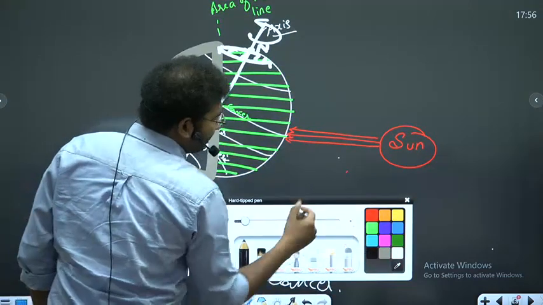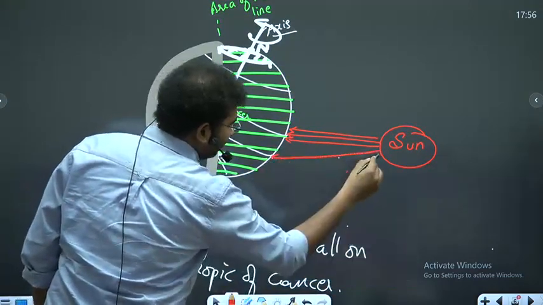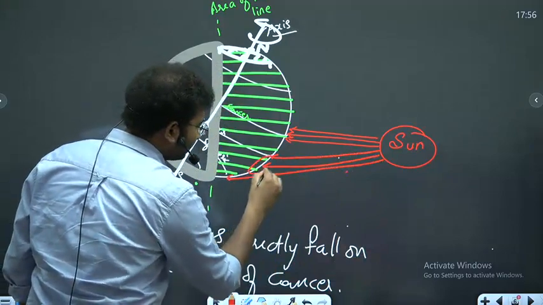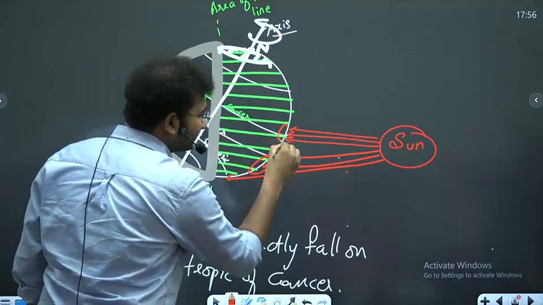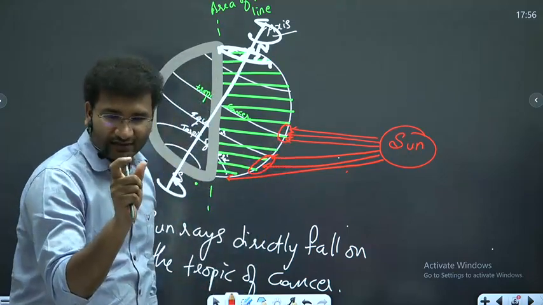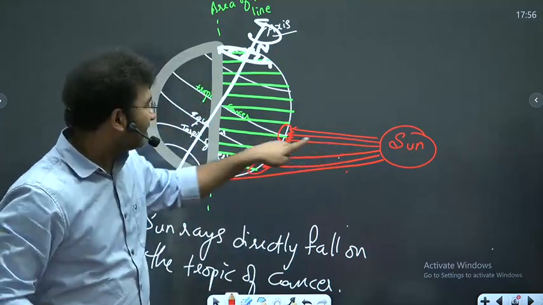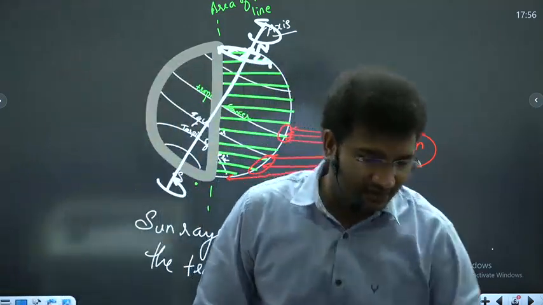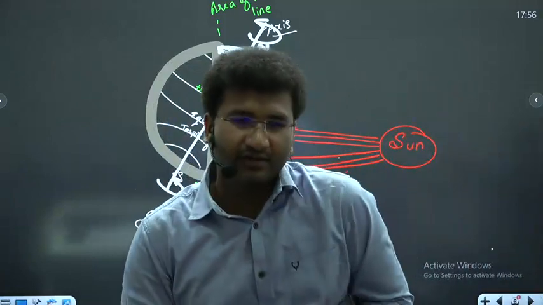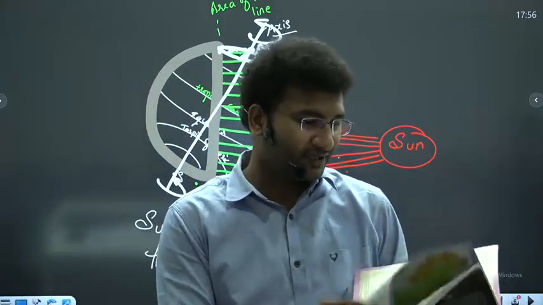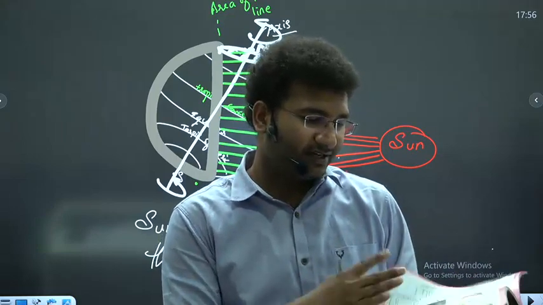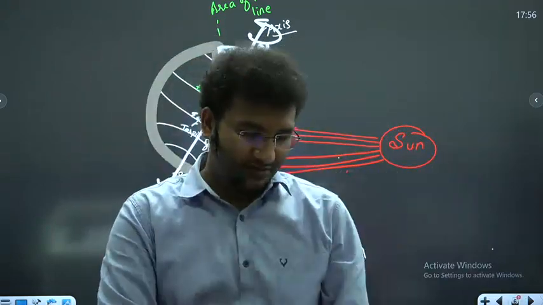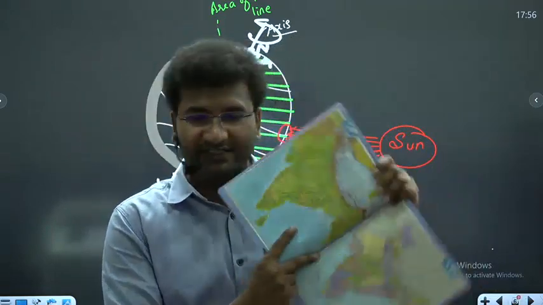See here, do you remember what the concept is here? Surface area. These rays are covering a smaller surface area, that's why there is so much heat. And the rays are directly falling on the Tropic of Cancer. See, Tropic of Cancer, you open your atlas, on the first page itself you will find it. Come to the geography class with your atlas every day. You will have 8 states where the Tropic of Cancer passes through. You open the first page of the atlas, you will find the Tropic of Cancer passing through Gujarat.